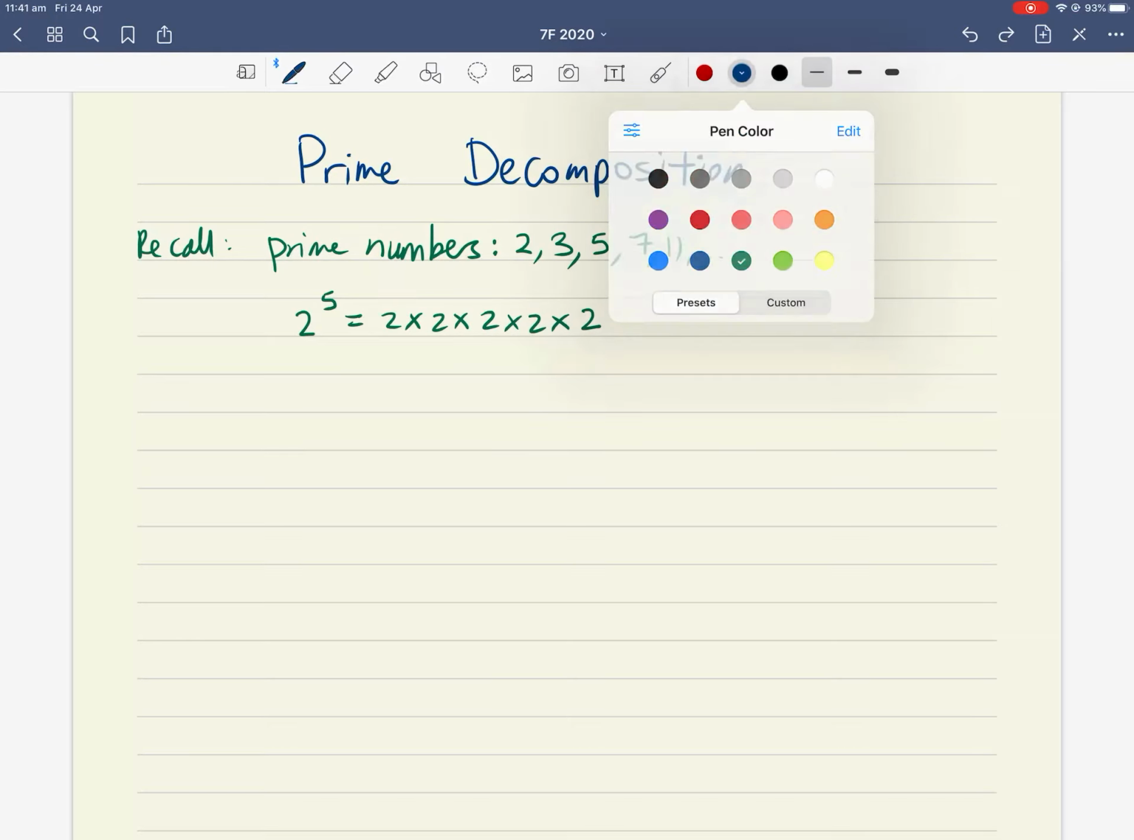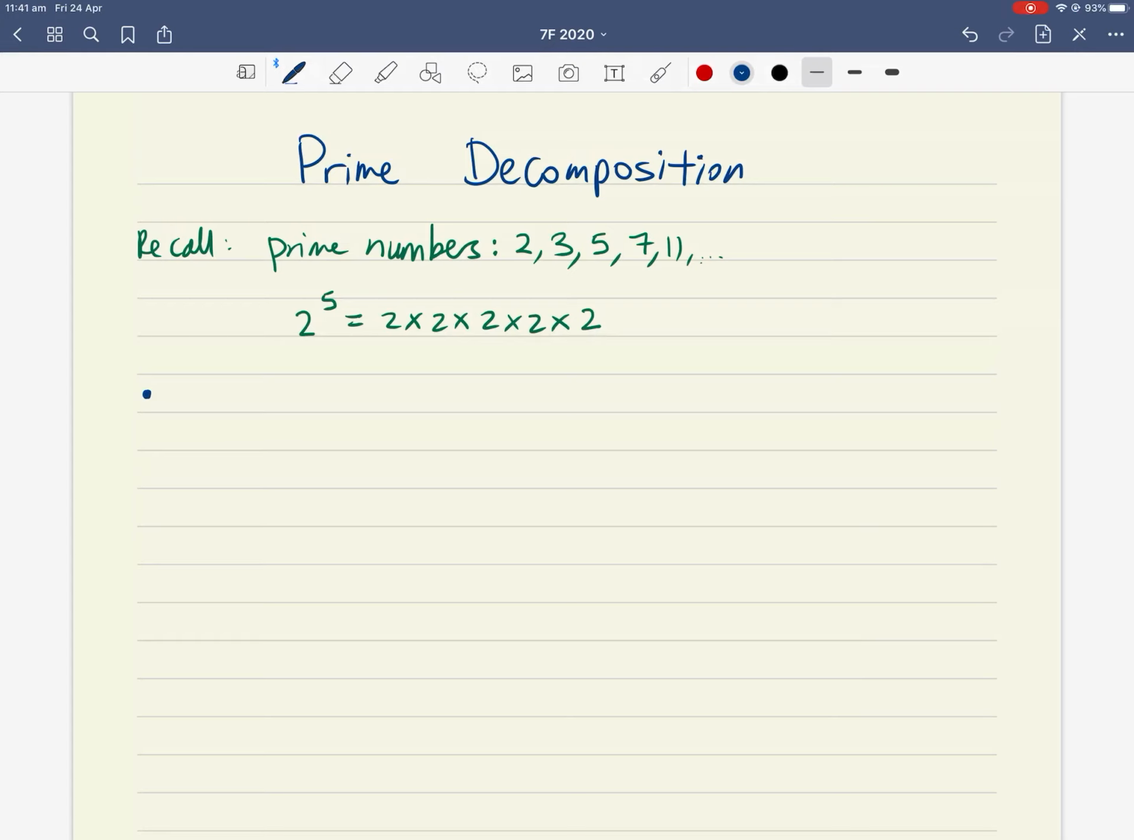So let's start off with a definition. So all composite numbers, so remember a number is either prime or composite, except 0 and 1 because they're special. So a composite number are those who have more than 2 factors, so which are not prime.